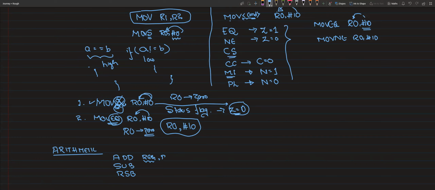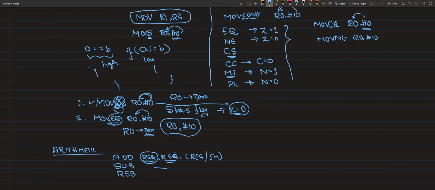Same way we have register, comma, what value you want to add. So this is actually where you want to store the result, and another register plus what you want to add. Either it can be a register, another register, or an immediate value like #10, #20. So it can be register plus register or register plus number.